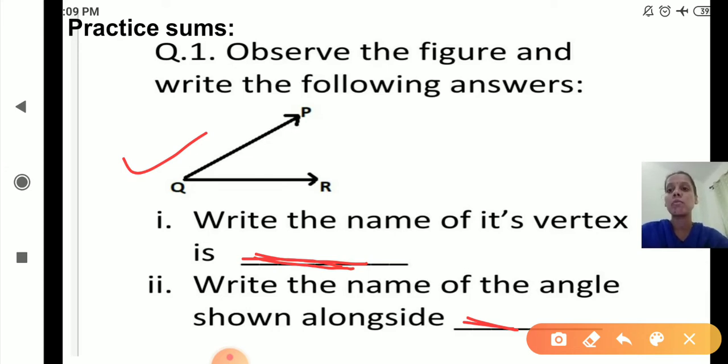I hope you have written this question. First, write the name of its vertex and write the name of the angle shown alongside. From this figure you will write down the name of the vertex and the name of the angle.